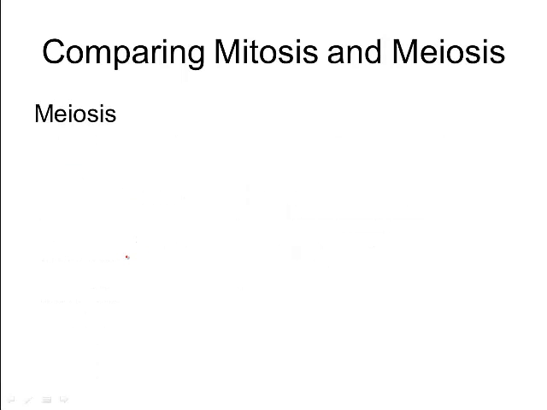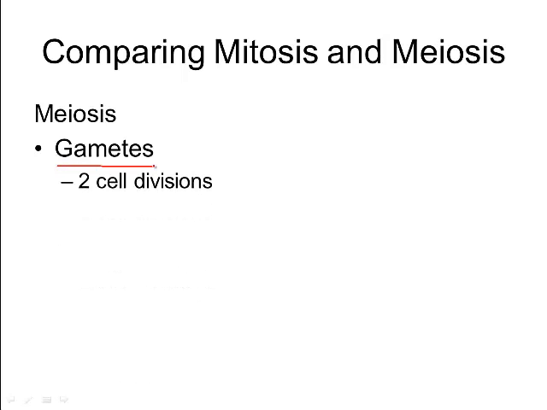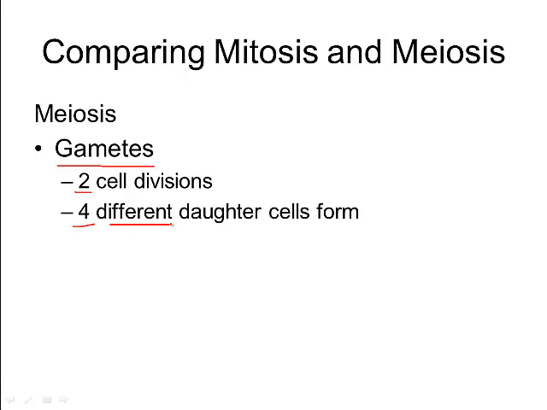On the flip side of that, if you look at meiosis, meiosis is for the formation of gametes and the formation of gametes only. The cell is going to go through division twice. And in the end, because the cell is dividing twice, you're going to end up with 4 cells that are genetically different from each other. Remember that genetic difference comes from the crossing over event.